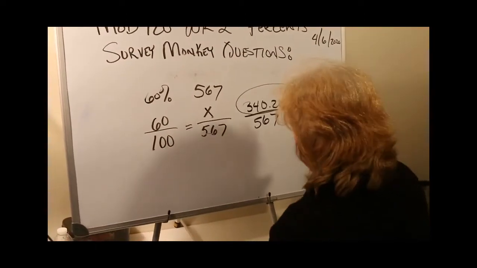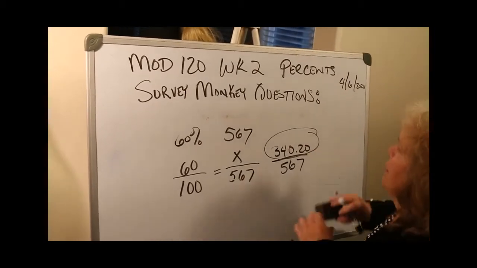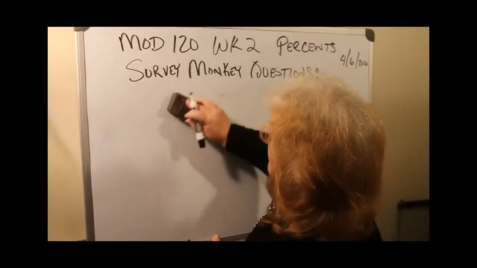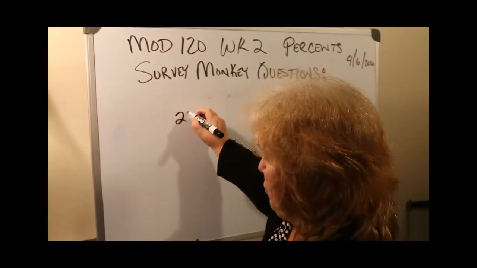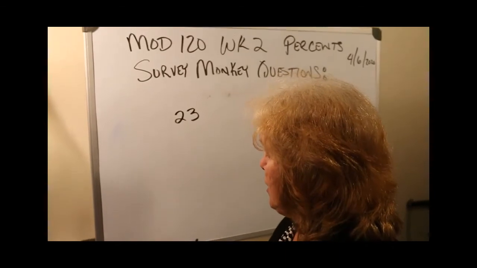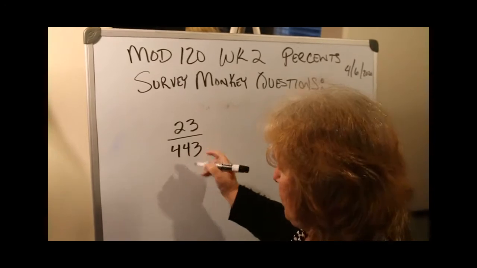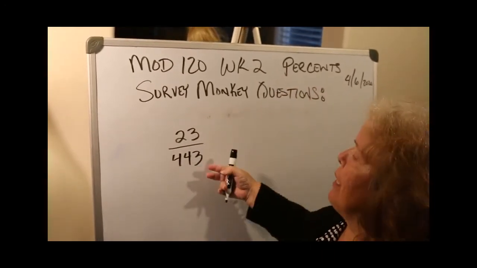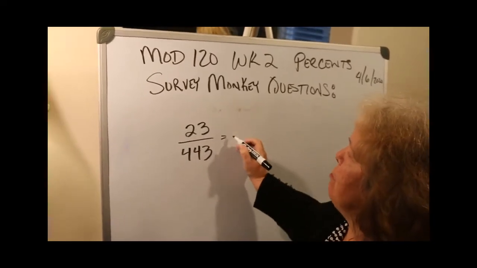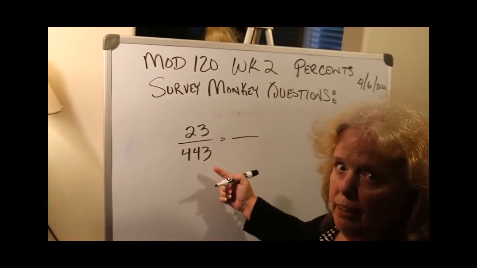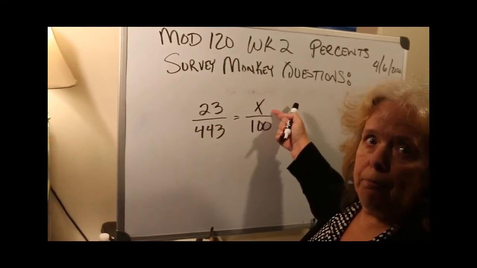Okay, so let's try another one. This was number 3, by the way. Let's try number 4. They want to know, 23 is what percent of 443? So we have the part and we have the whole. They want to know what percent this is. We know there's a percent, so we're going to put our 100 down here. But what's missing is what percent.